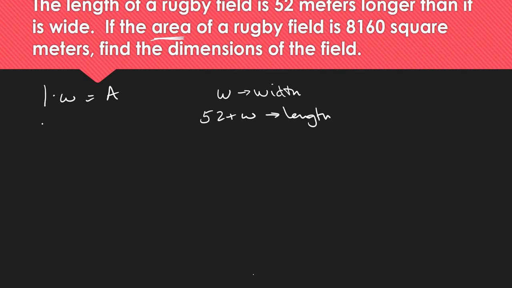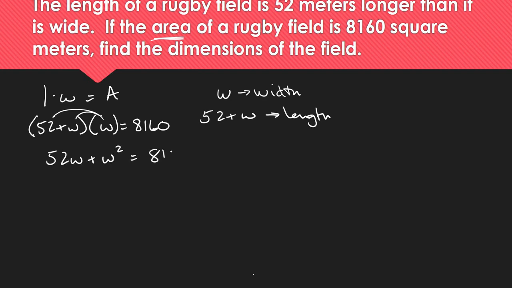And to get area, I've got to multiply these together. So length, which is 52 plus W, times my width equals the total area, which was 8160. If I distribute, 52W plus W squared equals 8160. This looks like a quadratic form to me. I've got a W squared and a W and a constant. I'm going to put these in order on this side, and I'm going to subtract my 8160 to set it equal to 0.